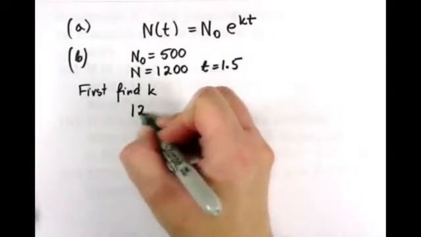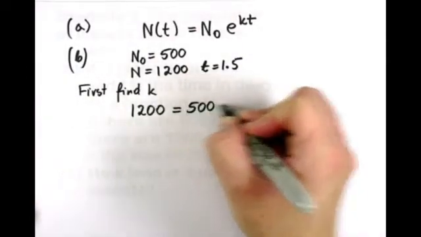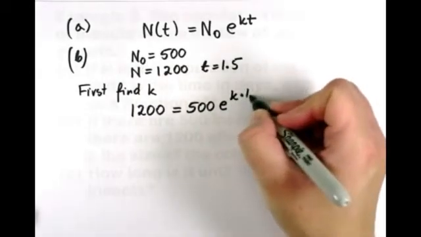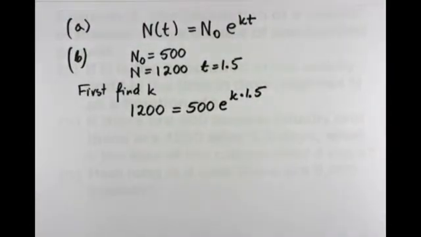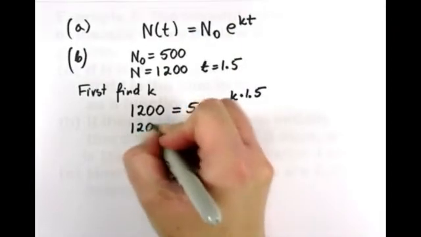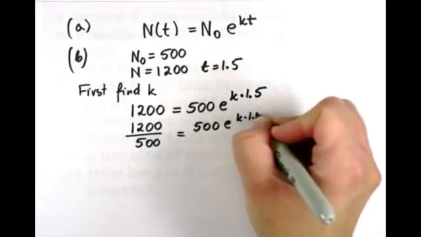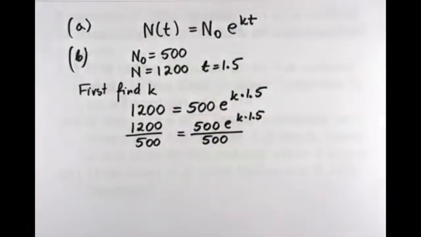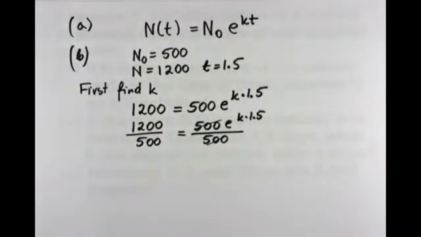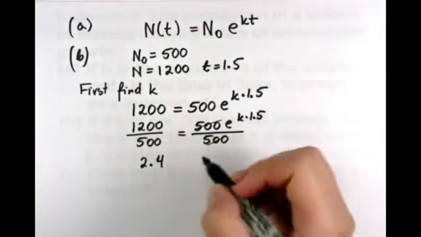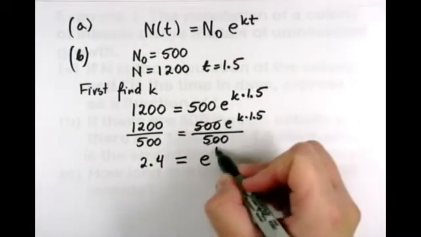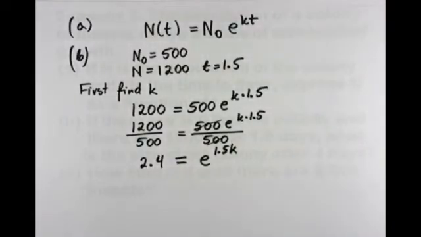So we can plug it in as 1200 is equal to 500 e to the power k times t, which is 1.5. Now we can solve it as before. We divide by 500. So we have 1200 divided by 500 is equal to 500 e to the power k times 1.5 divided by 500. So 500 reduces, and 1200 divided by 500 reduces to 2.4. 2.4 is equal to e to the power 1.5k. k times 1.5 is 1.5k.